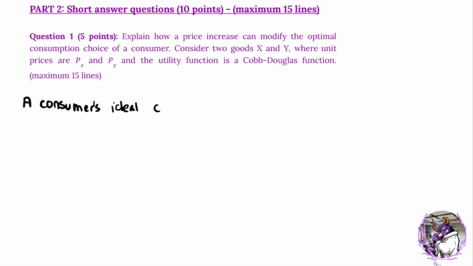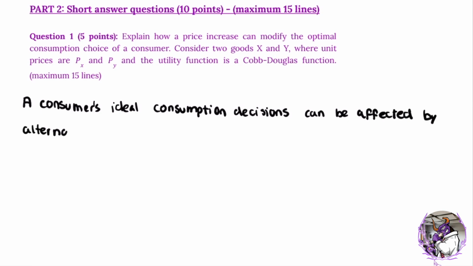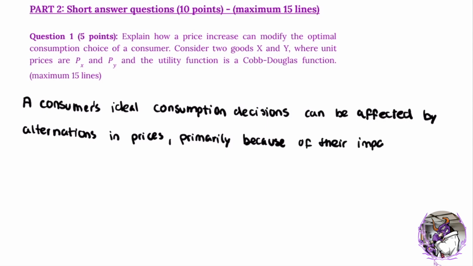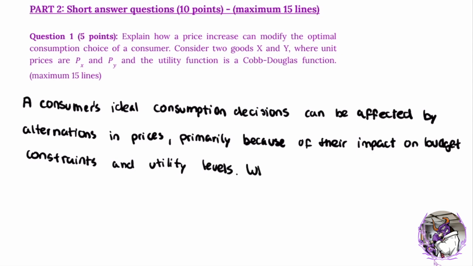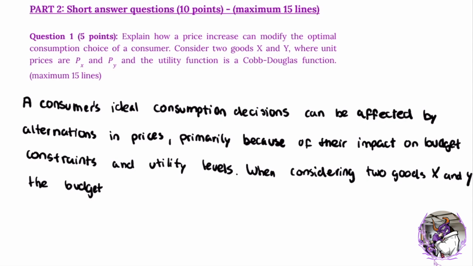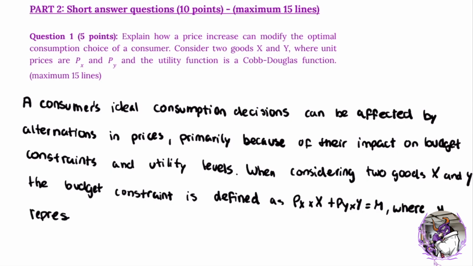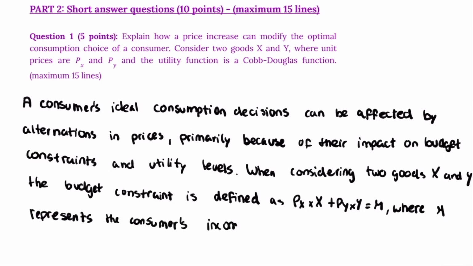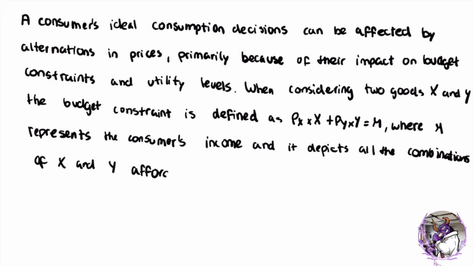A consumer's ideal consumption decisions can be affected by alterations in prices, primarily because of their impact on the budget constraints and the utility levels. When considering two goods, X and Y, the budget constraint is defined by Px times X plus Py times Y equals M, where M represents the consumer's income, and it displays all the combinations of X and Y affordable given prices Px and Py.